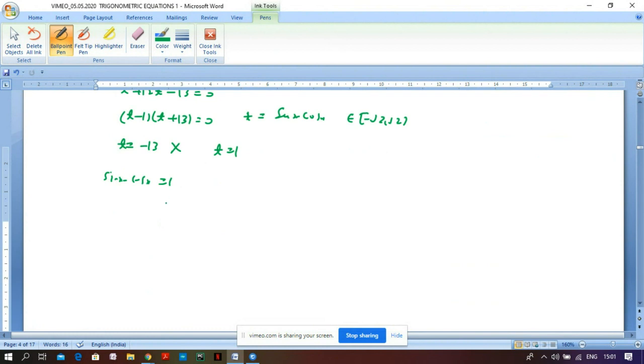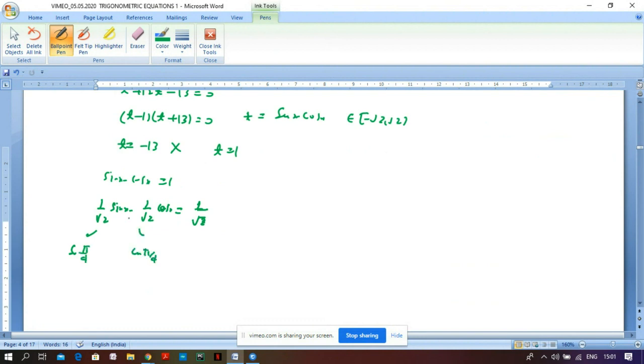So I can use the thing that I started with. So I can divide by root 2. So 1 by root 2 sine x minus 1 by root 2 cos x is 1 over root 2. I prefer sine to cos. So this I will write as sine pi over 4 and this as cos pi over 4.